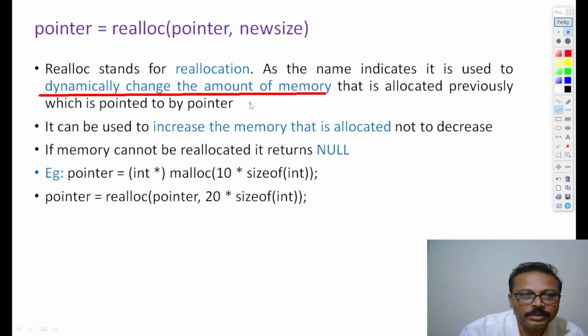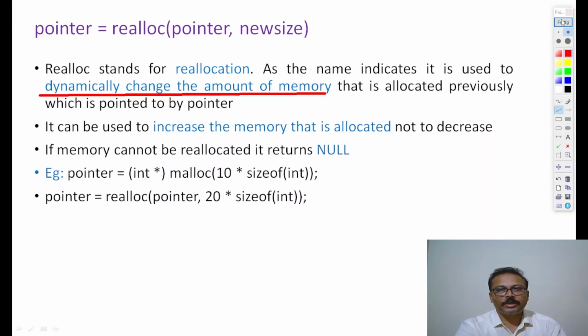Realloc is used to increase the amount of memory that is required. So as usual, it returns a pointer, the starting address, and otherwise it returns null. In the example you can see here, you have allocated memory to the pointer, and now you don't have 10 data items, you want 20 data items. In that case, you can just use the realloc function, realloc 20 star. That means this 10 will be there, so in total it becomes 20.